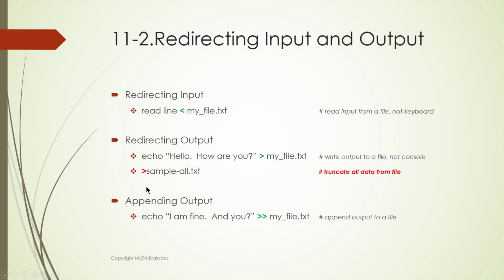Finally, how do we append the output to an already existing file? We do echo. Now, we don't want it to echo out on the console, but we want it to be redirected to the end of a file. We use the double redirection here to append this message to the end of myfile.txt.